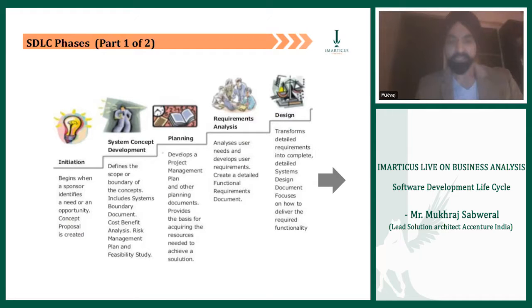So, guys, this is pretty much what I was describing as the V model. We initiate, we bring in a system concept development, we plan for it, and after this planning, the BA steps in at the requirement analysis phase. What you read here is primarily what I was trying to articulate, that is, what we do exactly in these different phases. Now, next slide.